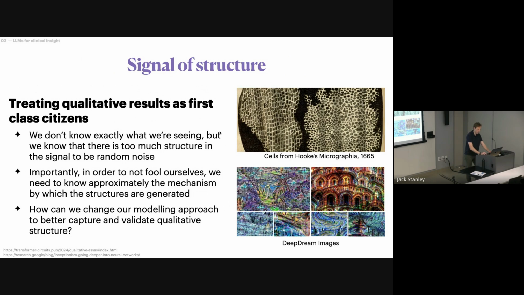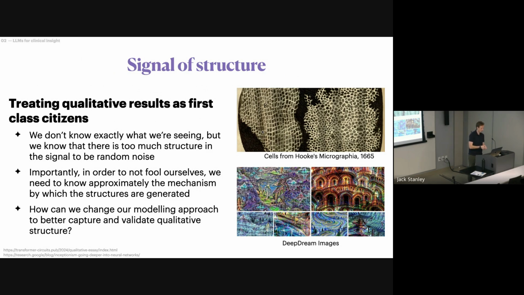A great example of this is from Robert Hooke, investigations into cells. At this time, people didn't really have a conception of what a cell was, but looking at these things under a microscope, you could see that there's obvious structure here that was not just an artifact of the measuring instrument. But importantly, in order to not fool yourself, you have to know approximately the mechanism by which those structures are generated, right? So in terms of a microscope, it makes things that are small appear bigger. So maybe these are things that we cannot see with the naked eye, but these are structures that exist at a much smaller level.